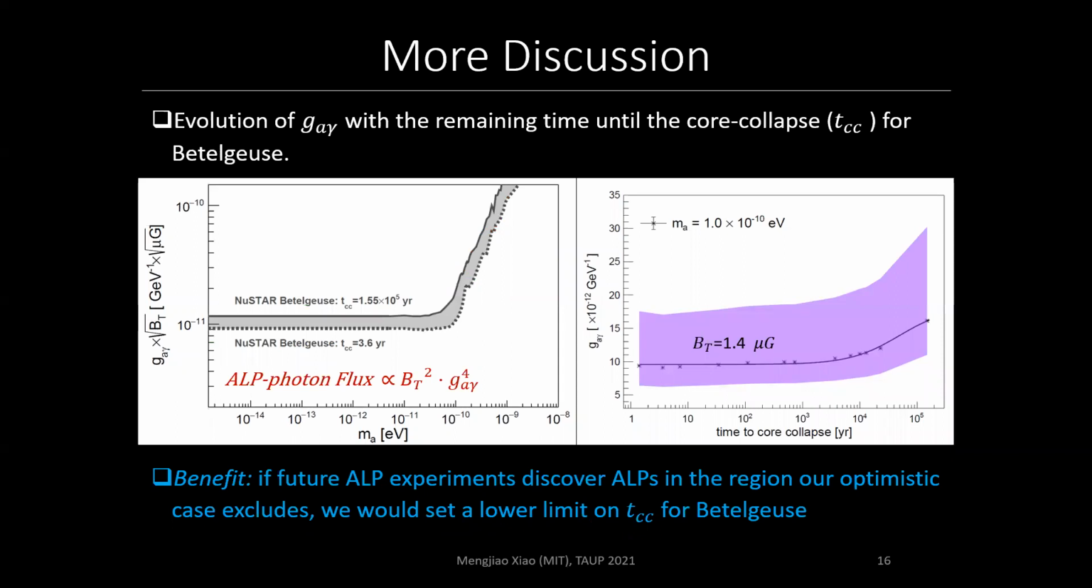Finally, there would be one more benefit from our study. We derived the g_aγ evolution for the stellar models of Betelgeuse. So if future low mass axion experiments discover axions, we can come back to our original assumptions and set a lower limit on the remaining time until the core collapse of Betelgeuse.